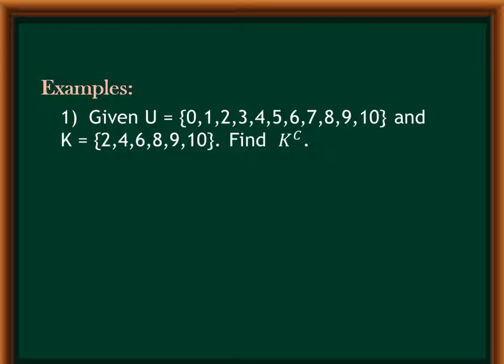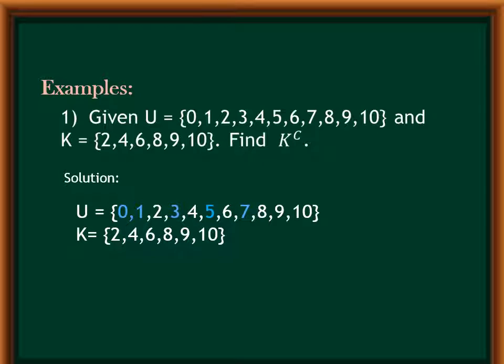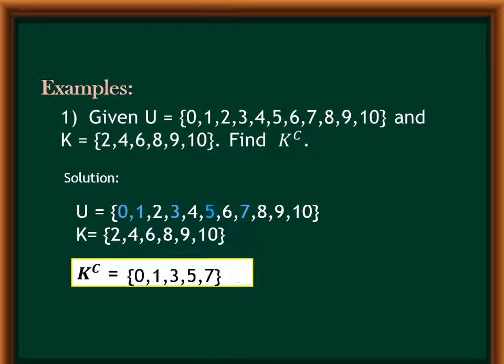So find K complement. So again, our elements for the universal set, we have numbers ranging from 0 to 10. And for our set K, we have 2, 4, 6, 8, 9, and 10. So our K complement are the elements in the universal set that are not found in our set K. So we have for K complement 0, 1, 3, 5, and 7.